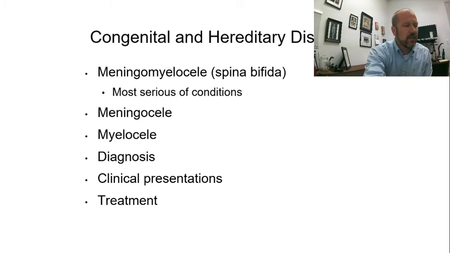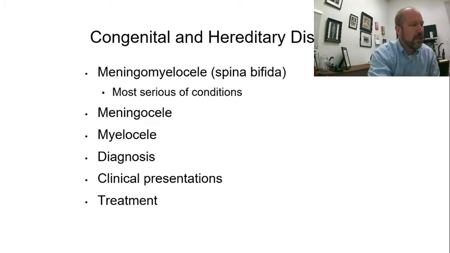So the first area of pathology that we want to consider is hereditary stuff. And so meningeomyelocele, spina bifida, this is a very serious condition. It can be broken down in different ways. So I want to look at that real briefly. I'm just scrolling through here, the different ways that we talk about these things.